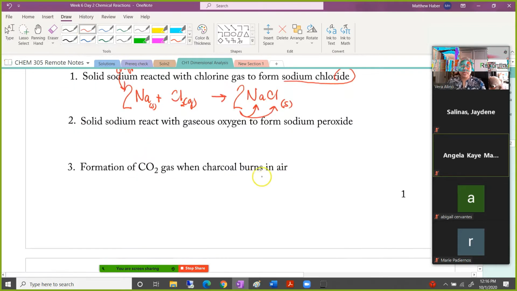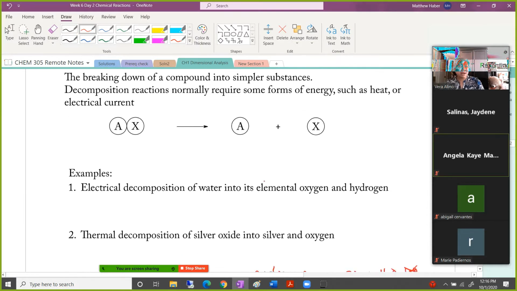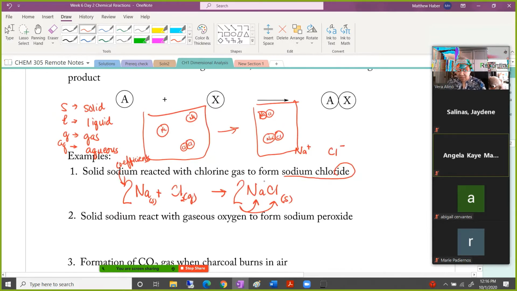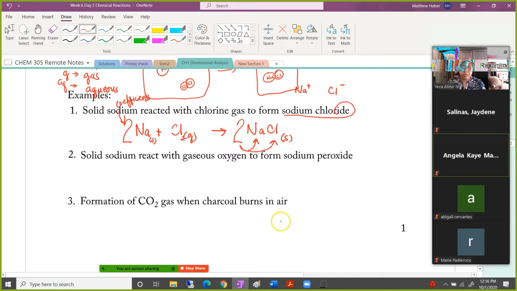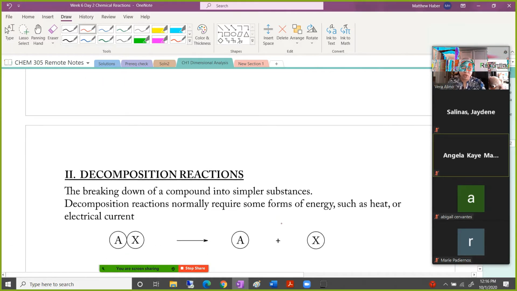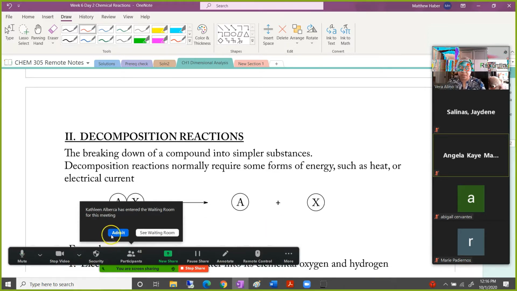All right. So now let's try to do some decomposition reactions. Okay, you see it's combination. You have 2 entities or substances, and after the reaction, you only have one molecule or 1 substance. You may have 2 of those substances, but just 1 substance.